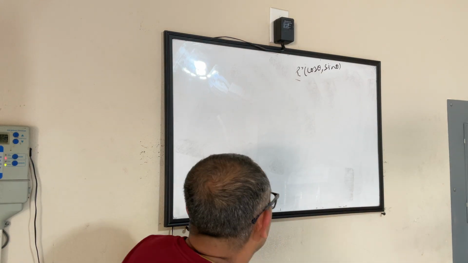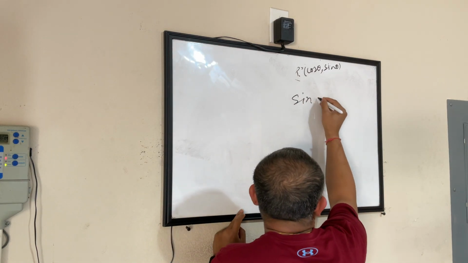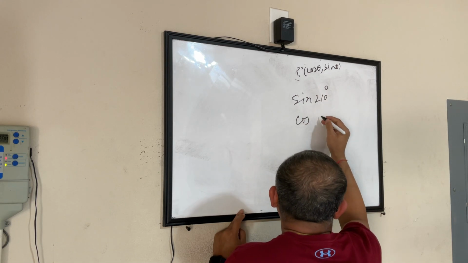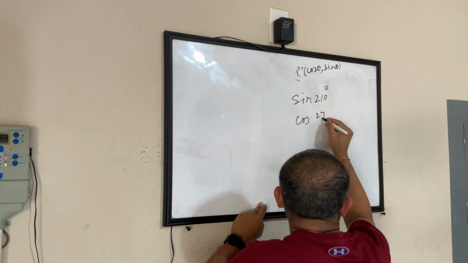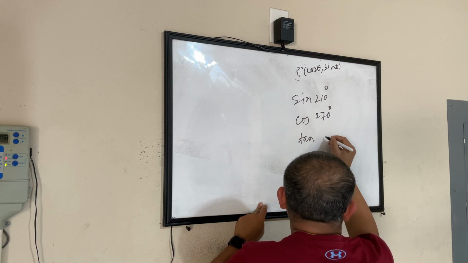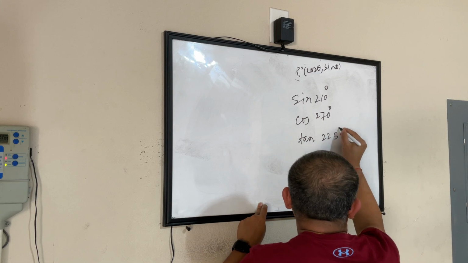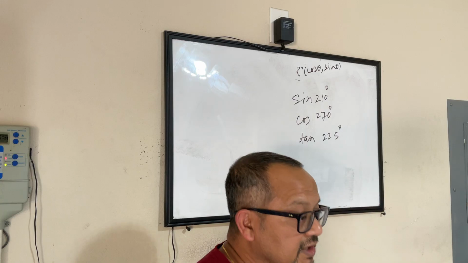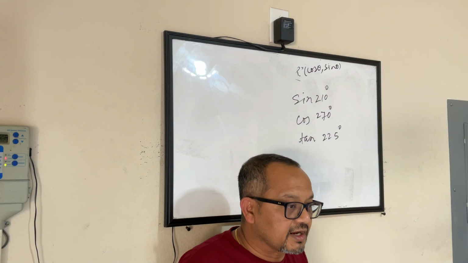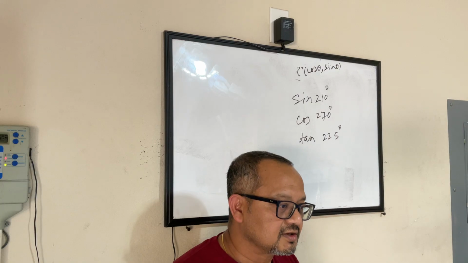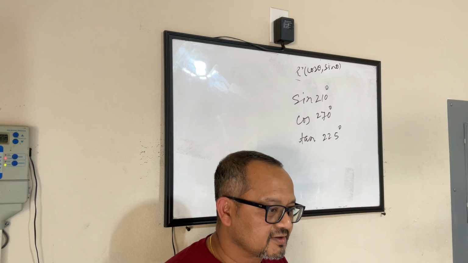If I say find out the value of sine 210 degree, cos 270 degree, tan 225 degree. We all know sine, cos and tan with respect to a right angle triangle. Any right angle triangle will not have these fancy angles. How do we find it out?